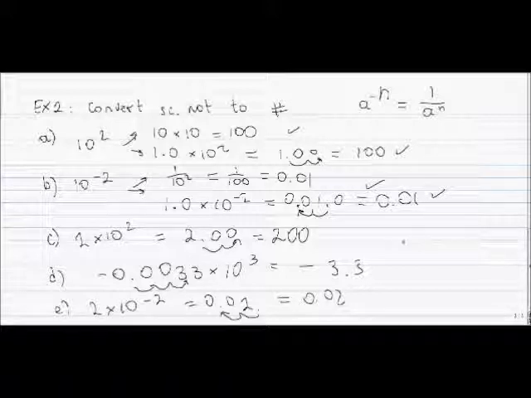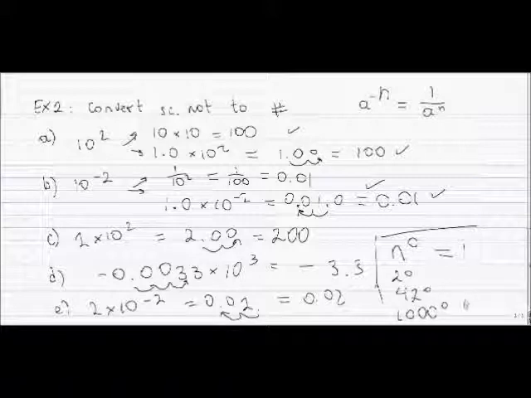Any number to the 0 power, so this is really important to memorize, any number to the 0 power gives us 1. So for example, 2 to the 0, 42 to the 0, 1000 to the 0, all of this gives us 1, and you just must memorize it. Okay, so right now we can move to example 3.